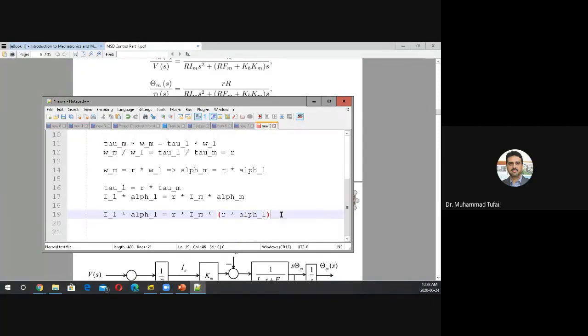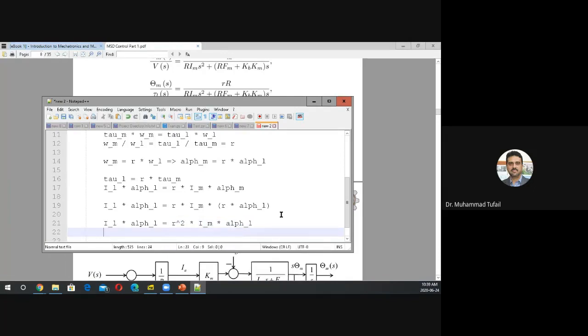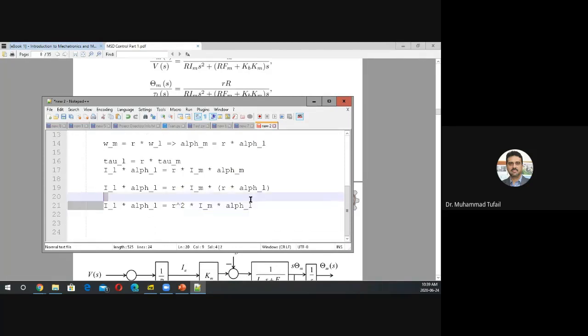Which means IL times alpha L is R squared times IM times alpha L. Remove alpha L from both sides. So you will get IL. This cancels out with this one. You get this.